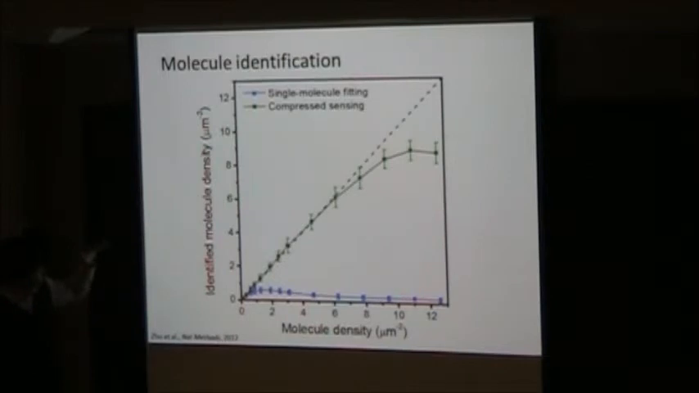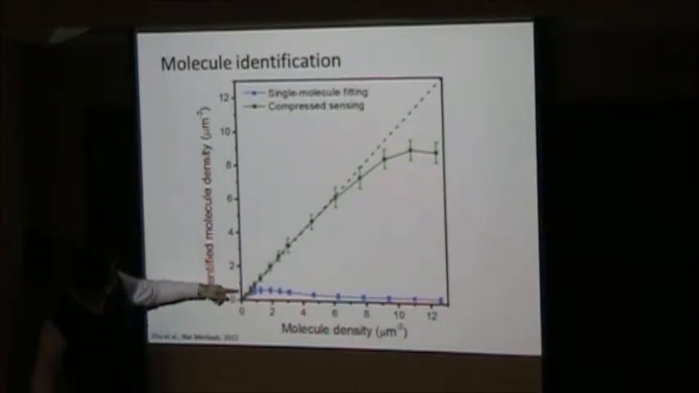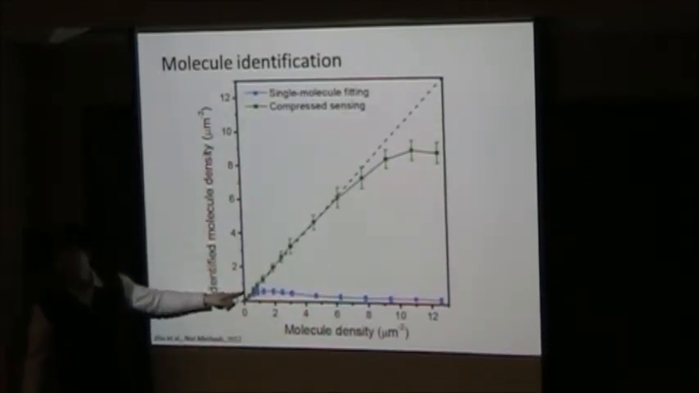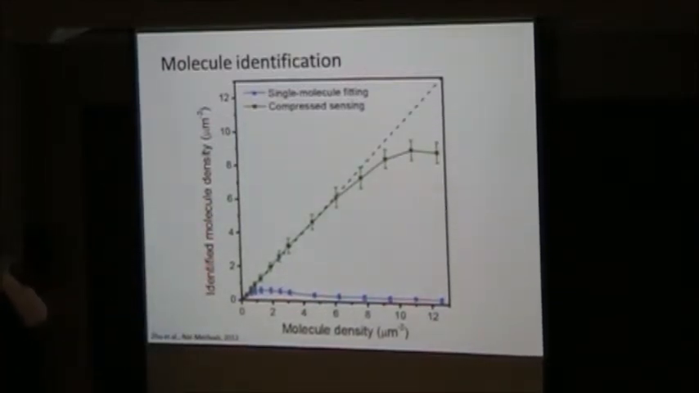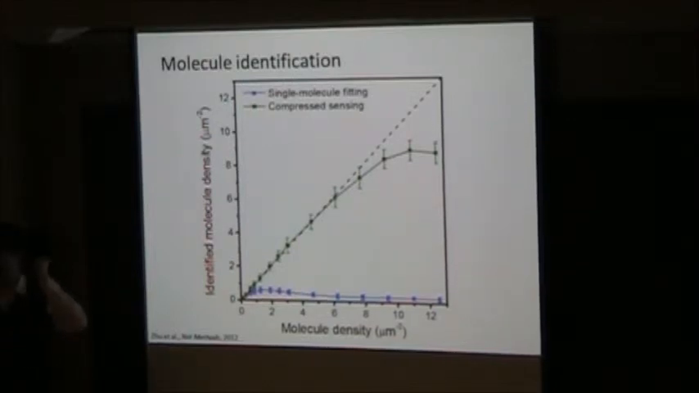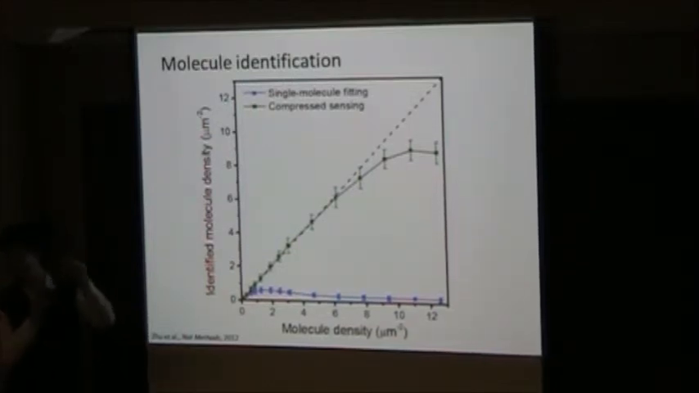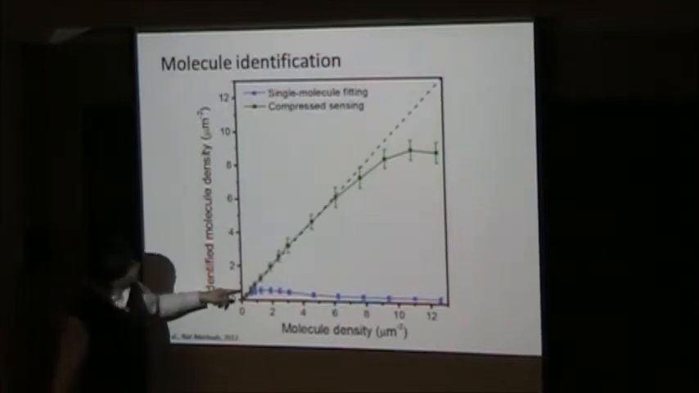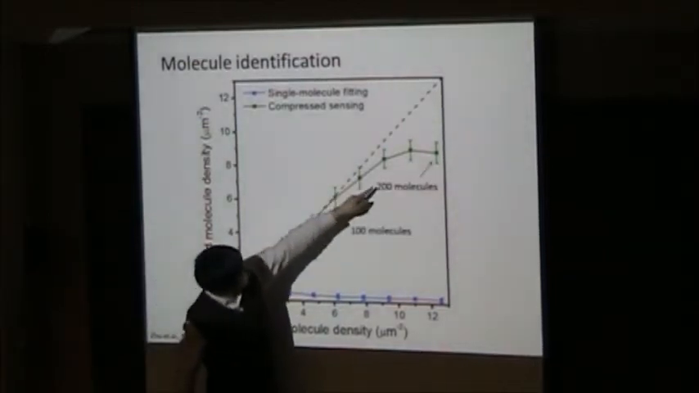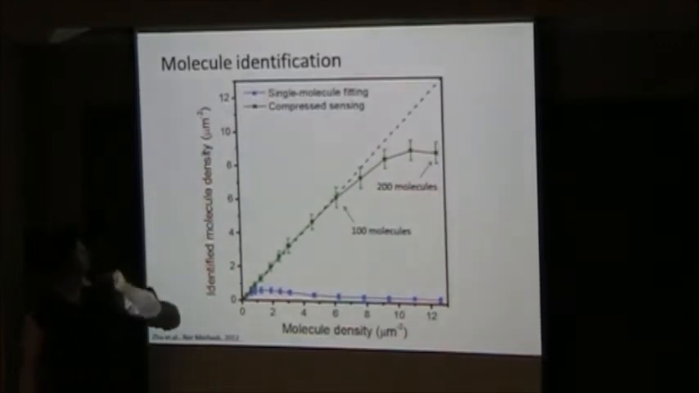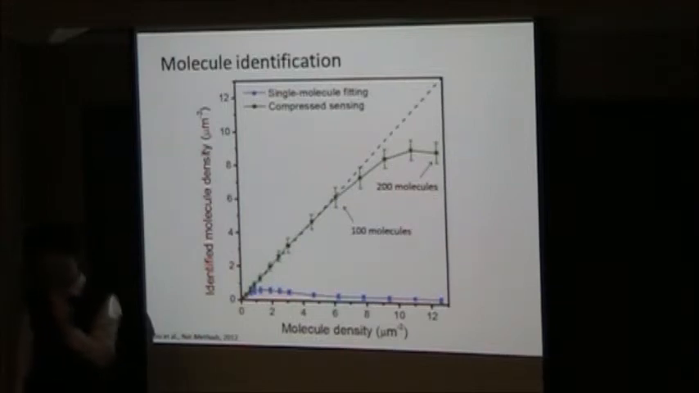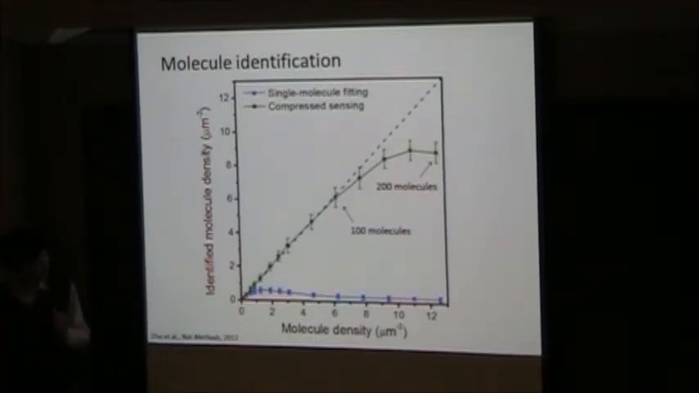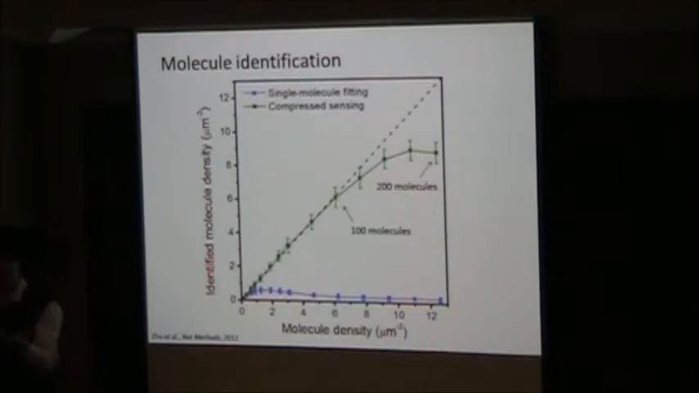Overall, if we compare, fitting methods peak at about 0.5 molecules per micrometer squared. That's exactly our assumption when we did the back-of-envelope calculation. And for compressed sensing, this is where 100 molecules goes. This 200 molecules goes to almost 9 molecules per micrometer squared that it can identify. So that's more than an order of magnitude improvement in terms of the sampling rate.